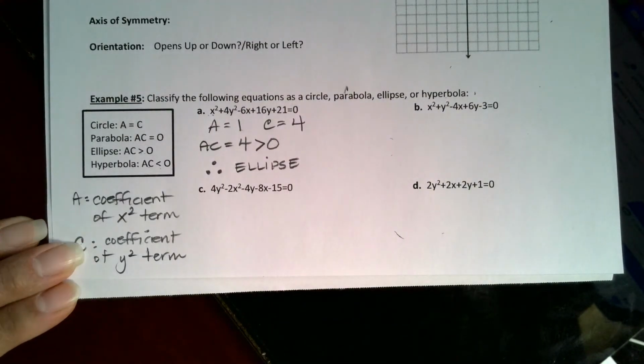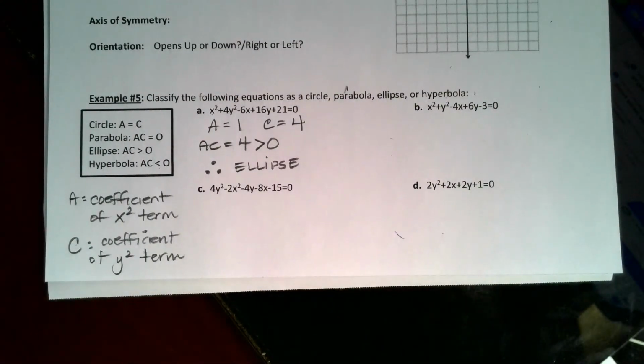So what I want you to do is try the next 3 on your own, determine what AC is, and then go from there and give me your conclusion. Okay, so pause the video now, do it, and then come back and check with me.